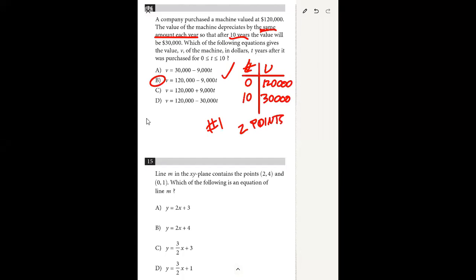Now, if you go down to 15, it's the exact same question, except that instead of us coming up with the 2 points from the word problem, they just give us the 2 points.